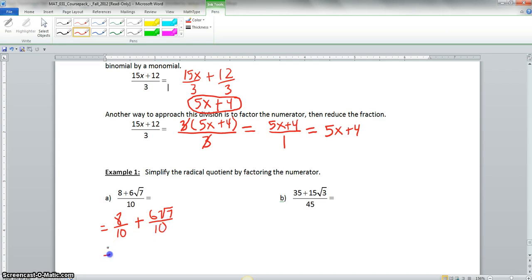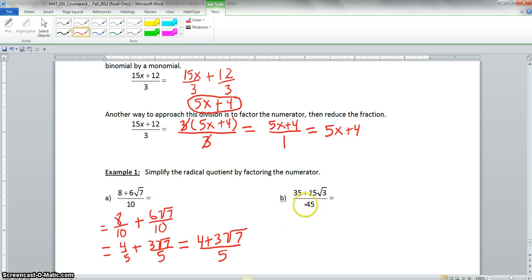Now we know 8 and 10 have 2 in common. So that will give us 4/5 plus, now 6 and 10 have 2 in common. So we would divide both by 2, and our numerator would be 3 square root 7, and our denominator would be 5. And since this has the same denominator, we could just combine it. We have 4 plus 3 square root 7 all over 5.